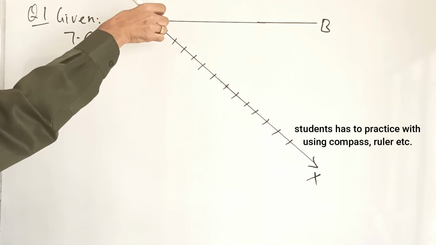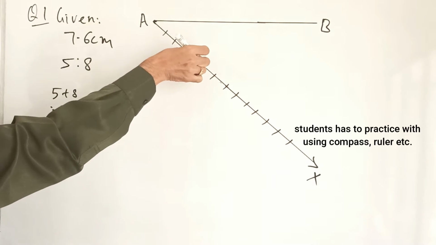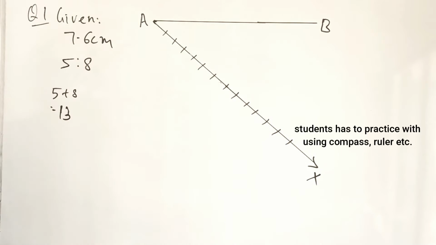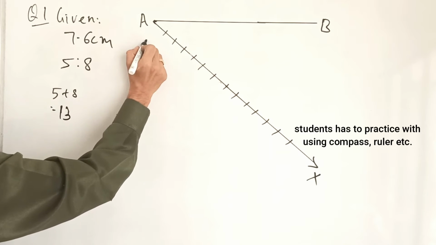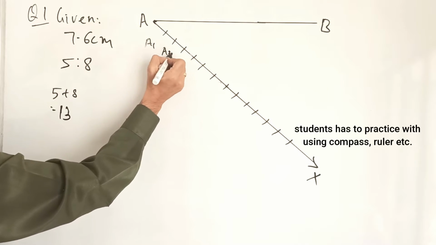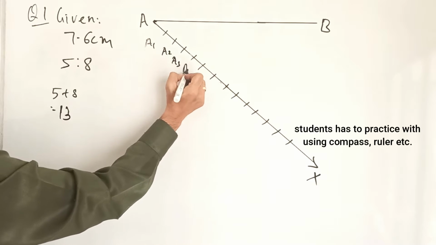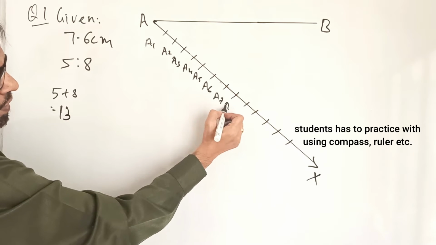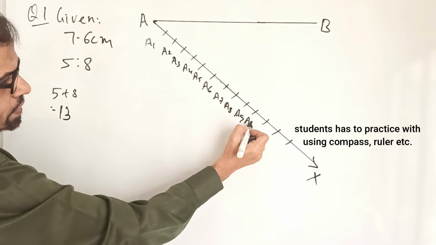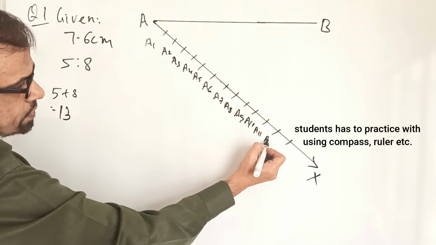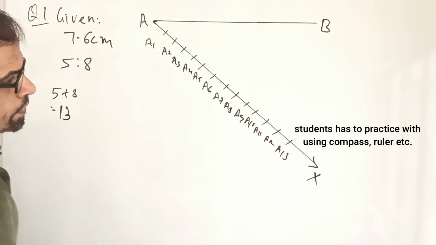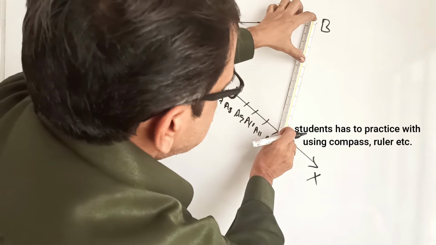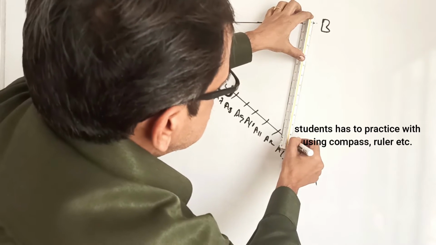We'll divide with the help of a compass into equal segments, 1, 2, 3, 4, like that. These are equal segments drawn with the help of a compass. Let us name them from the origin. It is A, so A1, A2, A3, 4, 5, A6, 7, 8, 9, 10, 11, 12 and 13. Okay student, now we'll join this A13 to the last point B.